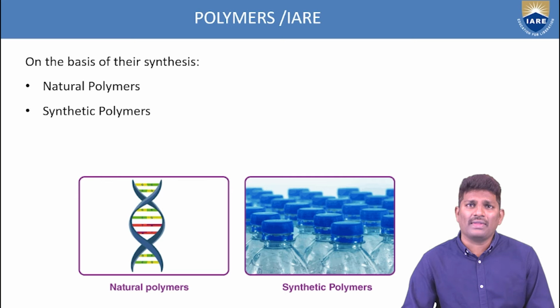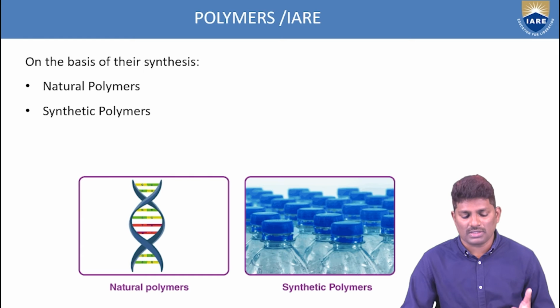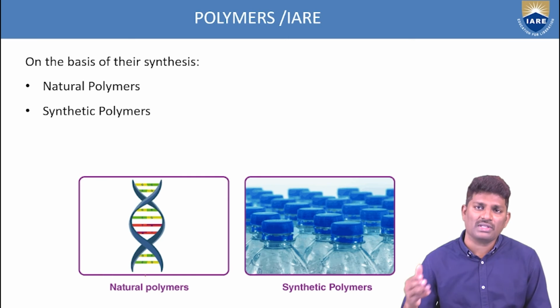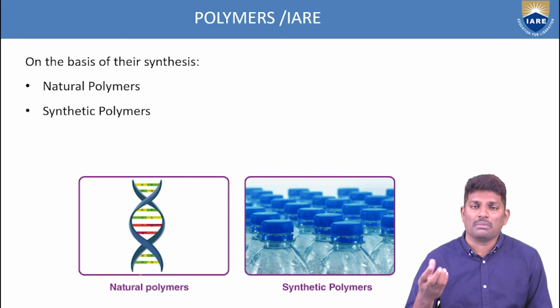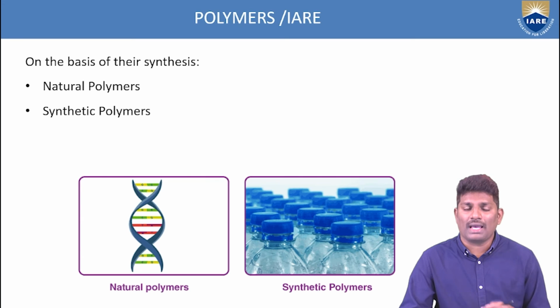Now, on the basis of their synthesis, how they are prepared. Synthesis is nothing but the preparation of the polymer, whether it is natural or synthetic. So again you have different types of polymers. The first one is the natural polymer and the second the synthetic. The natural polymers, as we have discussed, are available naturally, like cellulose or rubber.